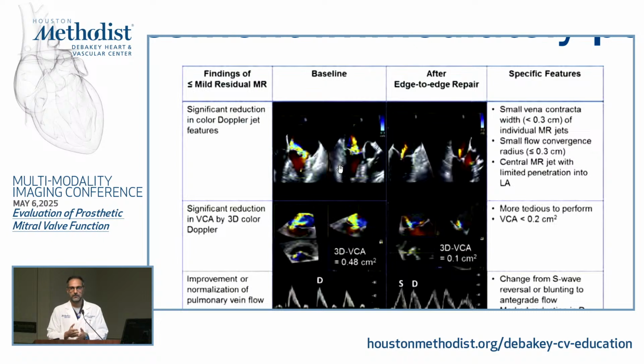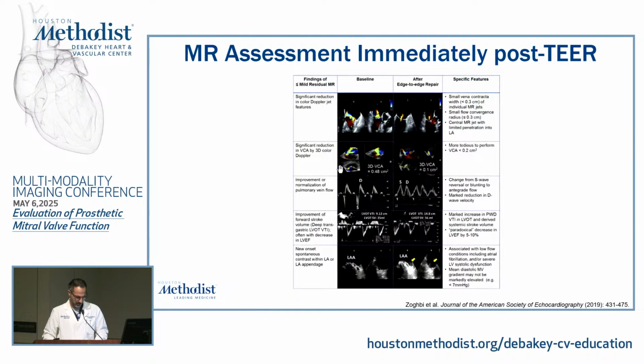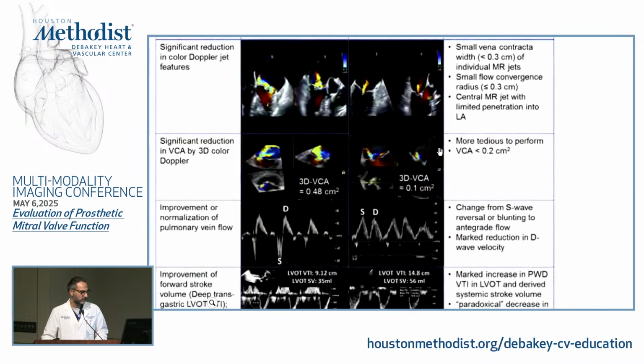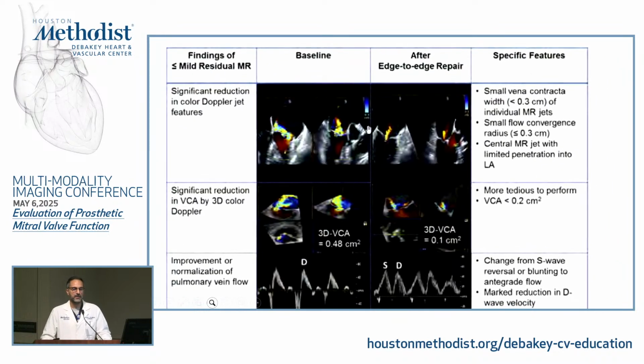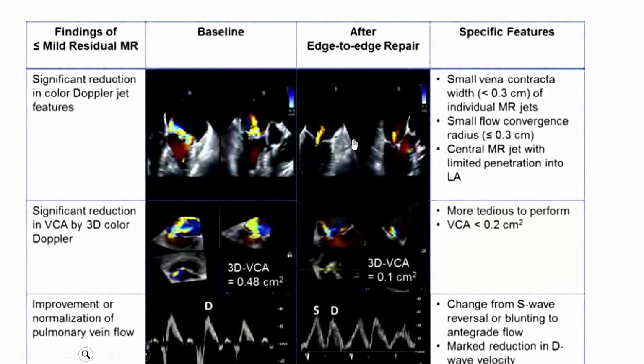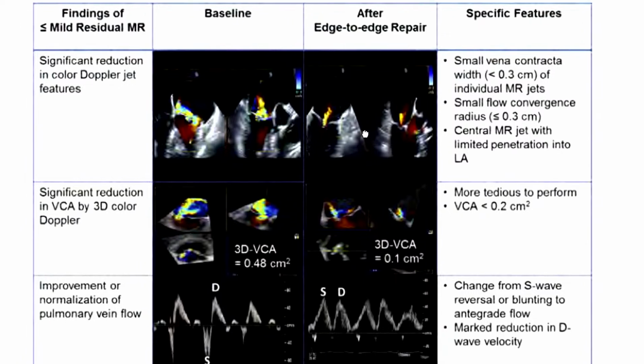So briefly, we're gonna talk about what features represent significant reduction in mitral regurgitation, right? So some are related to the color Doppler, right? So if you see a jet that's almost gone, or you have a central jet that doesn't occupy much of the left atrium, we all know when you see this, the MR is almost completely gone. You're confident with it, right?